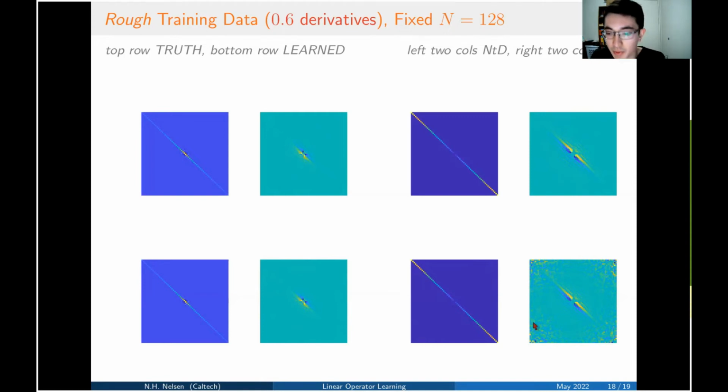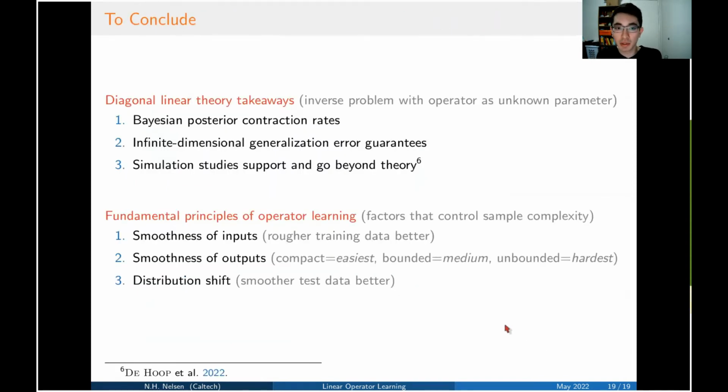Okay, so a couple minutes over. So let me just conclude here. We've given some theory for learning diagonal operators. Although quite simplistic, the theoretical conclusions do seem to apply well beyond the diagonal setting to fully non-diagonal operator learning problems. And we're even beginning to see similar characteristics in a nonlinear setting as well.